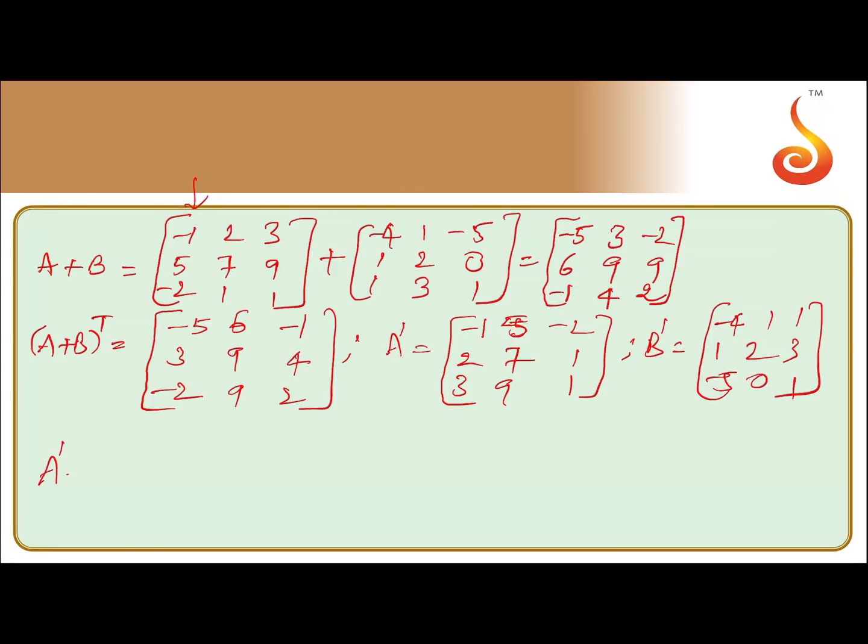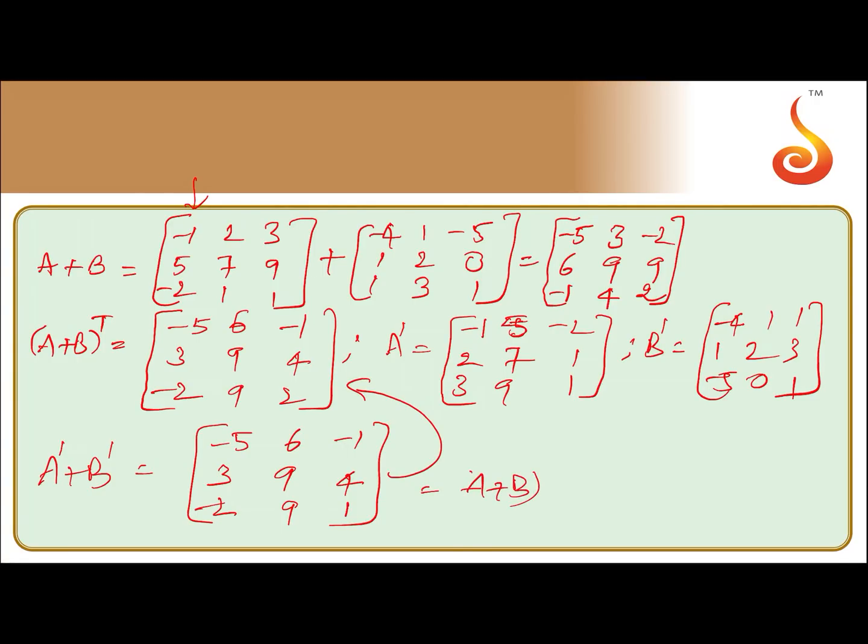So clearly you can see that A transpose plus B transpose is equal to minus 4, minus 1, minus 5, and 5 plus 1 is 6, and minus 2 plus 1 is minus 1, and 2 plus 1 is 3, and 7 plus 2 is 9, 1 plus 3 is 4, and 3 minus 5 is minus 2, and 9 plus 1. Isn't it the same as this one? That is equal to (A plus B) whole transpose. So therefore, (A plus B) whole transpose is equal to A transpose plus B transpose.